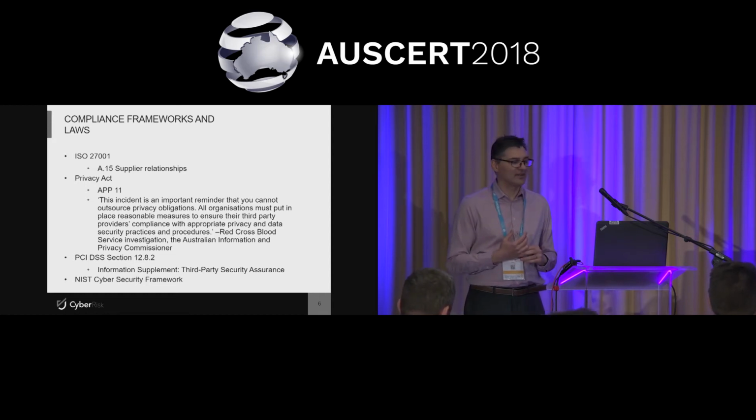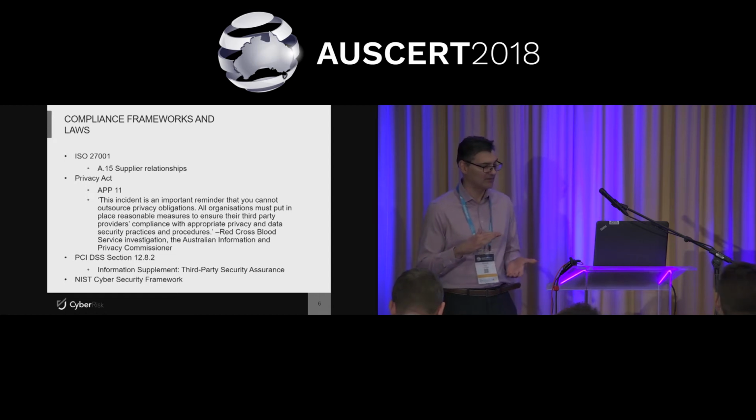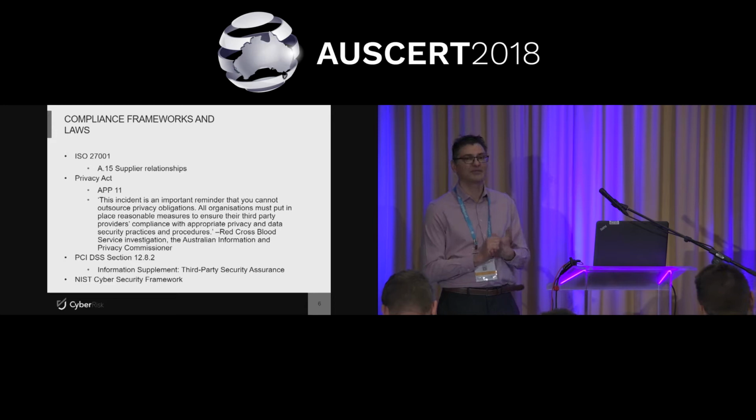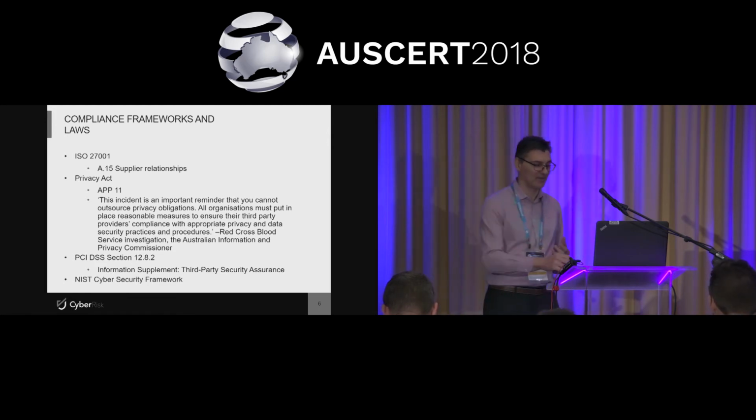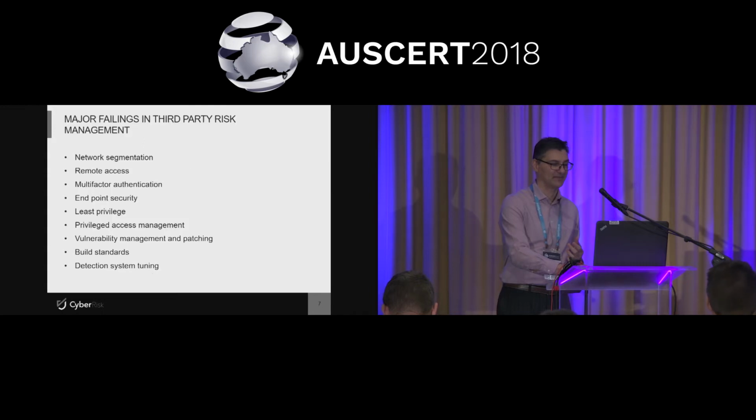PCI, of course, the Credit Card Data Security Standard, has a whole section there on third-party security assurance, a quite useful document. And then the NIST Cybersecurity Framework, which was recently updated from version 1 to 1.1 at RSA this year, actually now has 5 controls around supply chain risk management. And that's what I'm going to have a closer look at today.